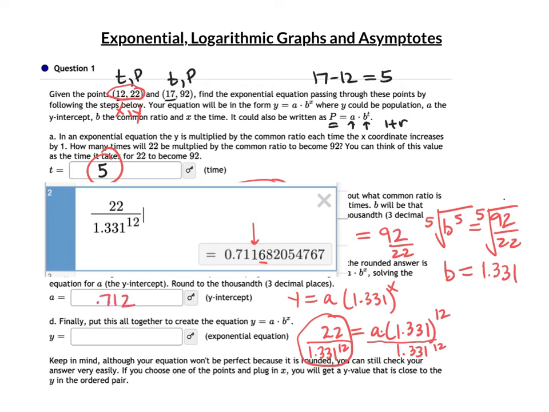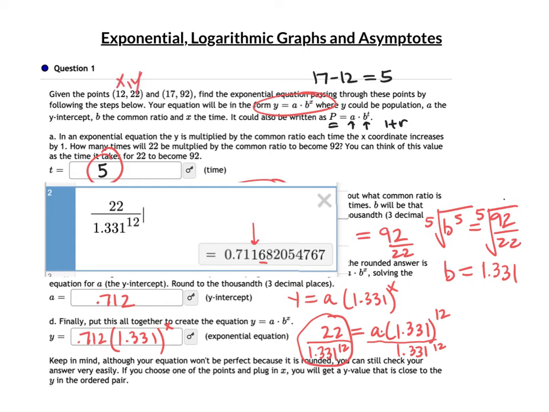0.712. And now we can put that together and make the equation in the form of y equals a times b to the x. It would be y equals 0.712 times 1.331 to the power of x. And then we'll check our answer. To check our answer, what we do is go back to our original points and remember that they are x's and y's.